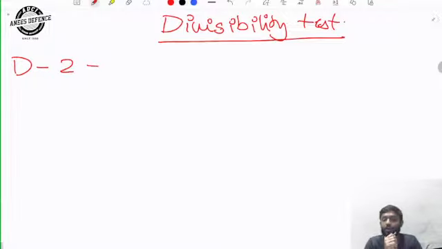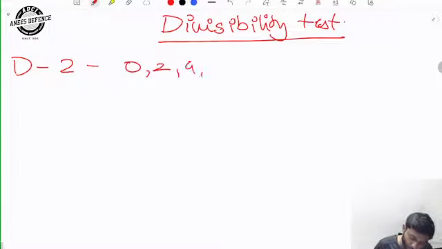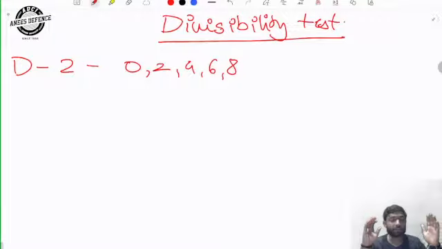How to find out if any number is divisible by 2 or not? Any number that is divisible by 2 is always an even number. An even number means the unit digit of the number might be 0, 2, 4, 6 or 8. Other than this there won't be any other number which is divisible by 2. Always check its units place. That is, it should be an even number.